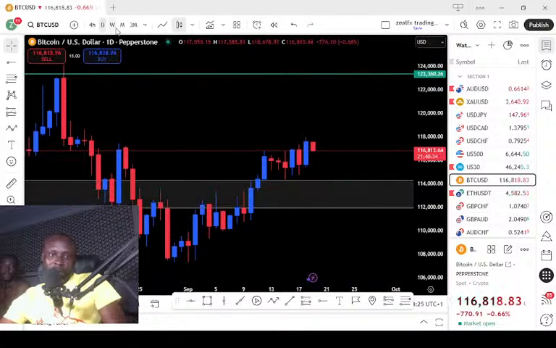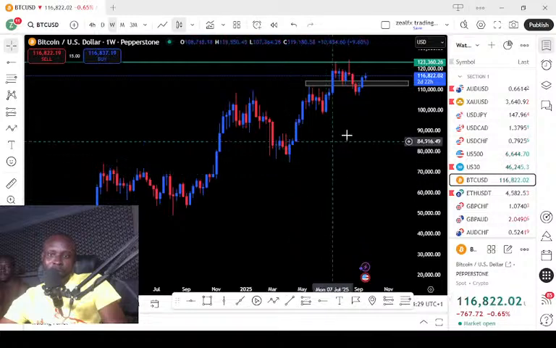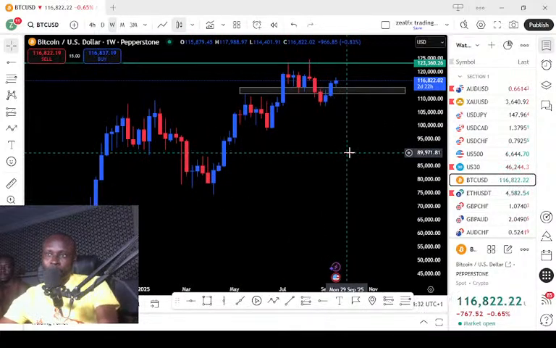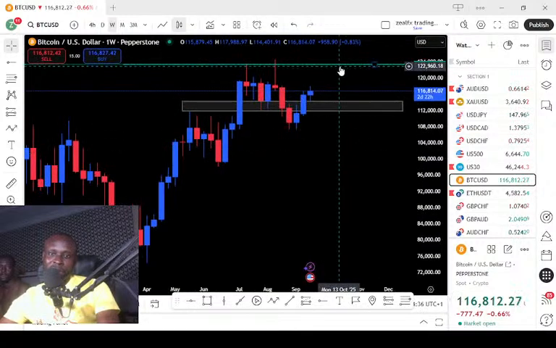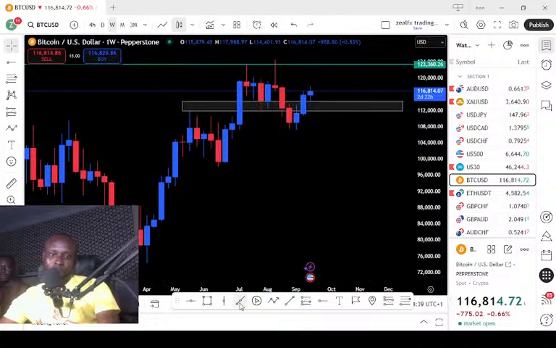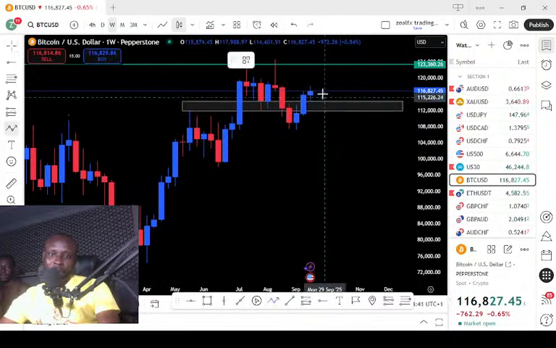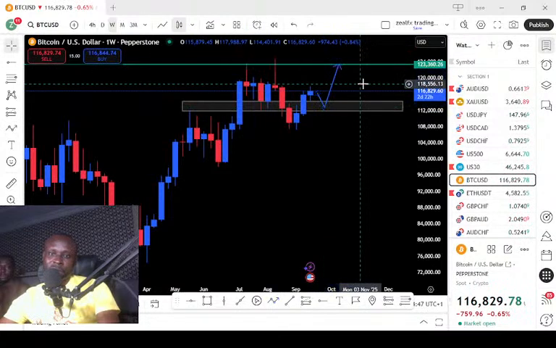So let's check the weekly chart of the BTC USD. BTC USD on the weekly chart remains bullish. So we expect more bullish move on the BTC USD. We expect price to move to this next resistance level. We also need a clear price on this support before we see that confirmation of price to this resistance level on BTC USD.